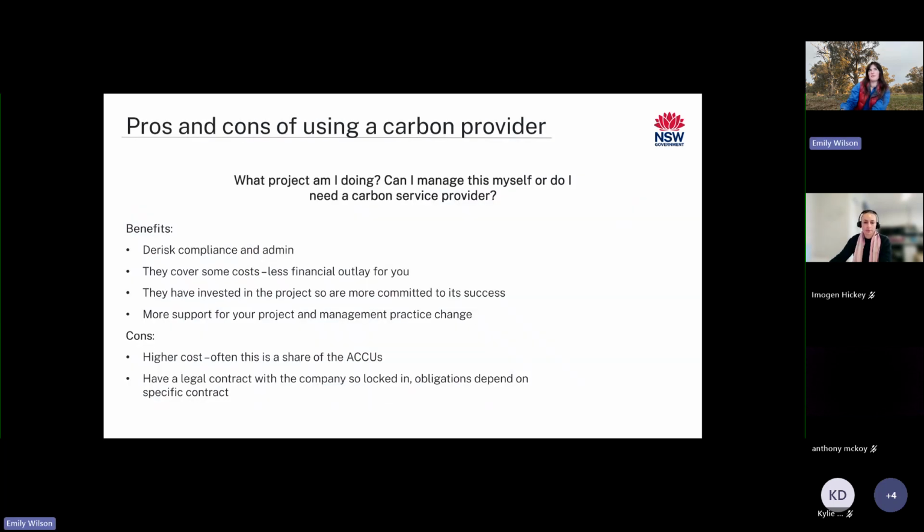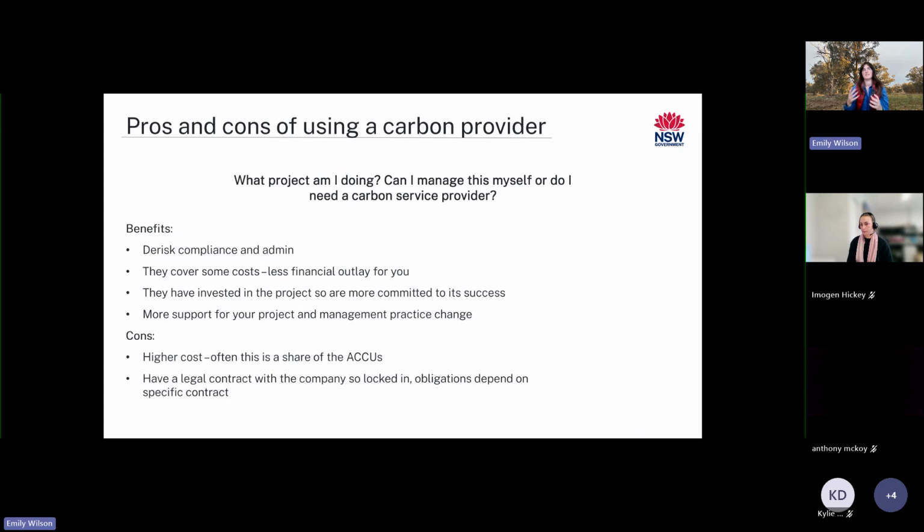So I guess, how do you decide if you're going to do a project yourself or if you use a service provider? So the first thing is, what project are you doing? What's the size of it? Is it something you can manage yourself? Do you have that capacity within your farm business? Or do you think you need that technical support?